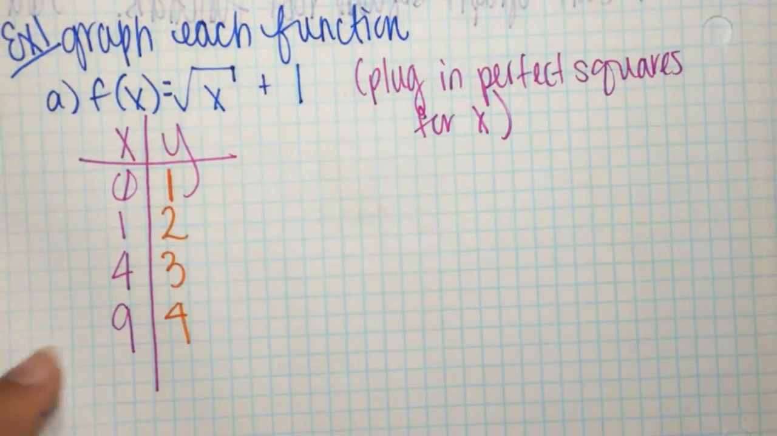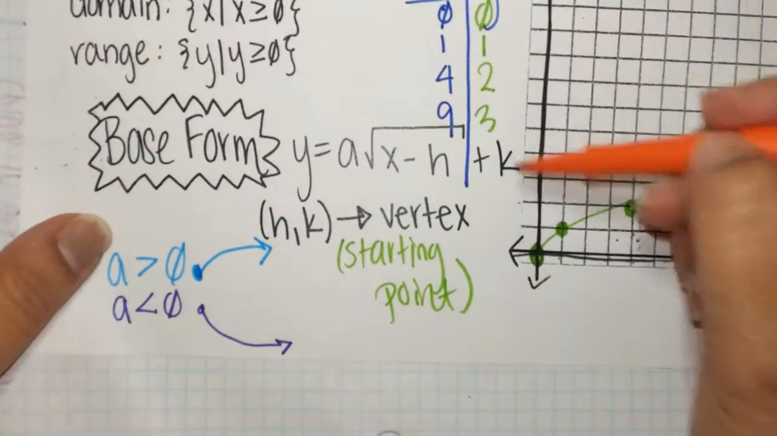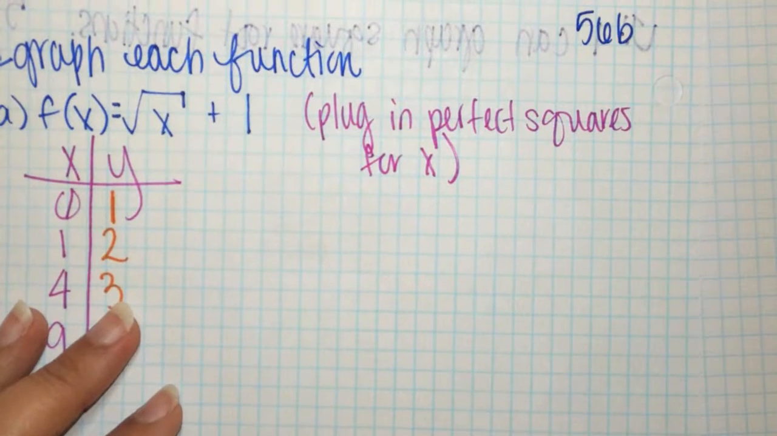So it looks like from our base function that we had before that it just moved up 1, right? Let's see if that's true when we graph it.